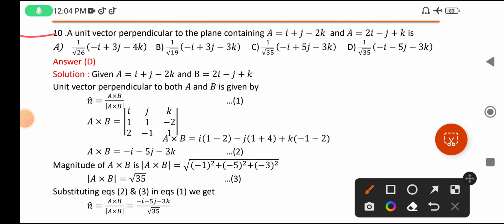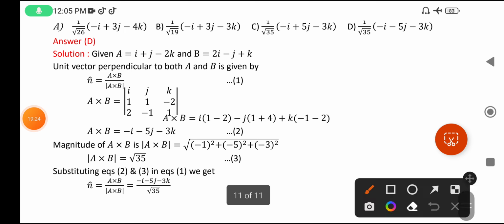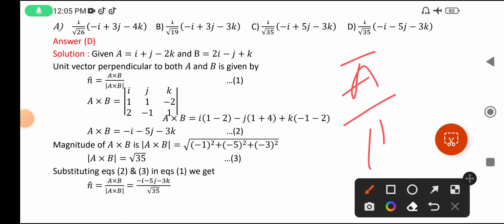Find a unit vector perpendicular to the plane containing A equals I plus J minus 2K and B equals 2I minus J plus K. What I am asking is the perpendicular vector to them. Perpendicular vector to them means just take their cross product, then you get one vector and take its unit vector. Unit vector means vector divided by its magnitude.